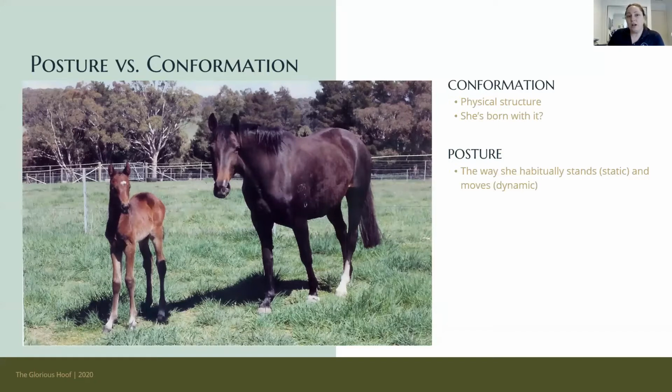On the other hand, posture is the way that a horse habitually stands, or I like to think of posture as the way they're standing and the way they're moving. So static posture is the way that they stand around, and dynamic movement is the way that they use their limbs. That can be affected by conformation, definitely. Resting a hind leg, that's not conformation, that's posture. Posture is standing with one hind leg back a little bit because they have a sore sacrum, for instance. And I've got an example of that further on.